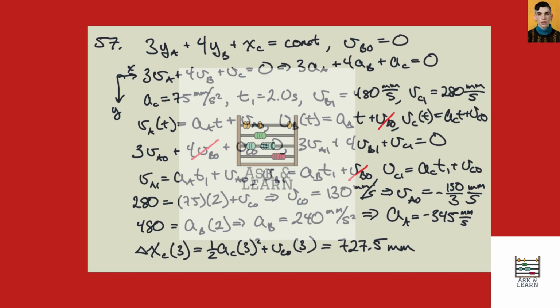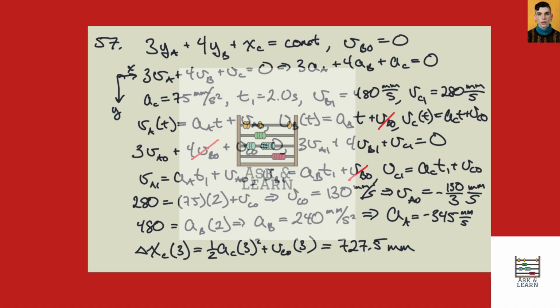And then we're told that at 2 seconds, the velocities of B and C are 480 millimeters per second downwards and 280 millimeters per second to the right. Then we want to find the accelerations first. So at 2 seconds, I'll call that T1, VA at T1, VB at T1, and VC at T1 were given.